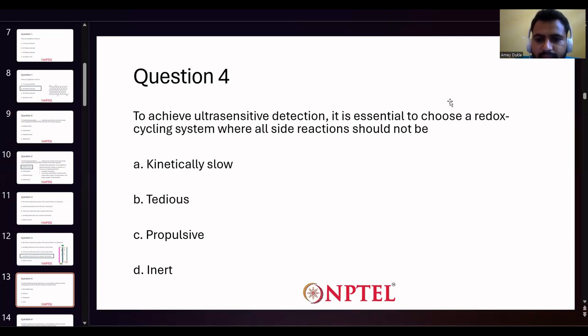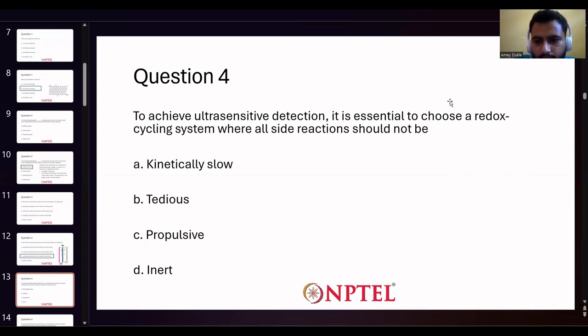But now, since it's a biological element, it will have more than the analyte as well. So for example, if we are sensing glucose from the blood, it is not just that the blood will have glucose.